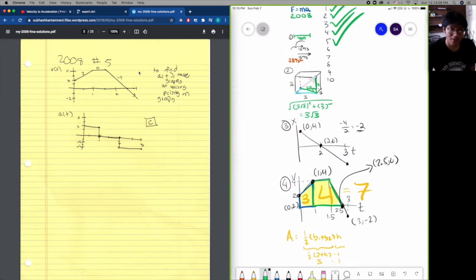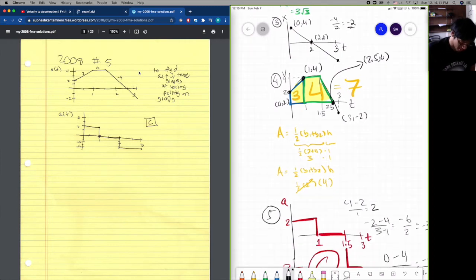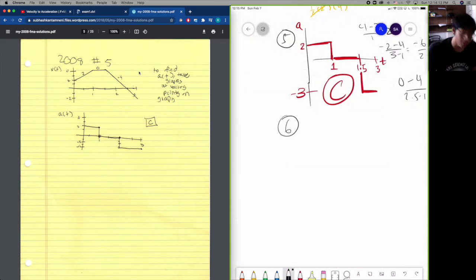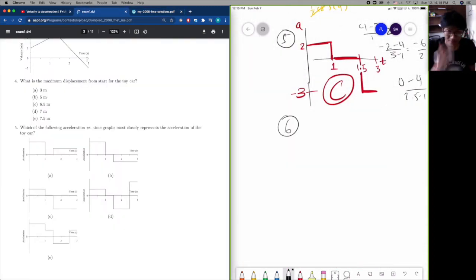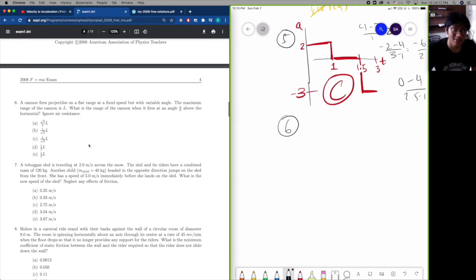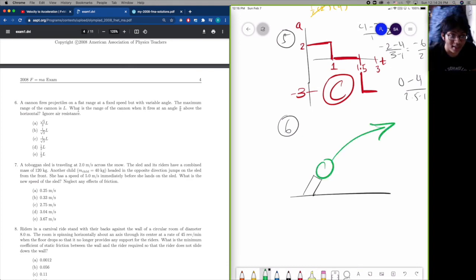Moving on to question number 6, shall we? So what does question number 6 ask us? Question number 6 tells us we've got a cannon, and this cannon fires some kind of a projectile. So here's my projectile, and we want to find the range of the cannon in terms of the maximum range. So this is a long and involved problem, but let me give you basically what you have to do.